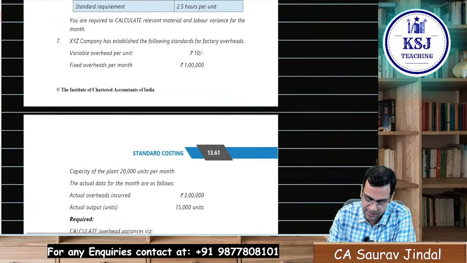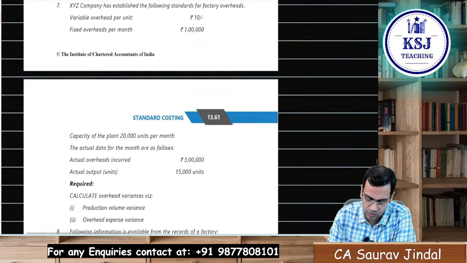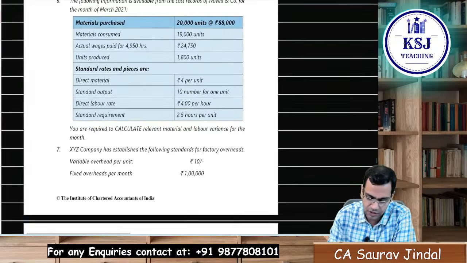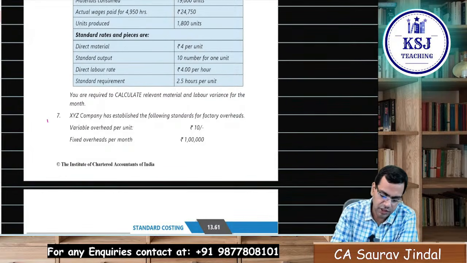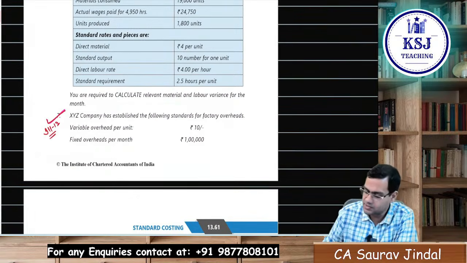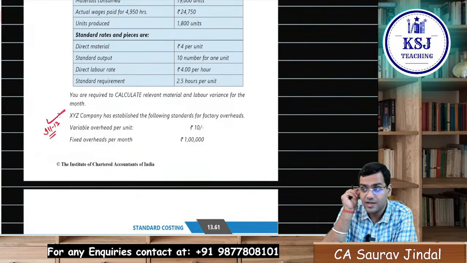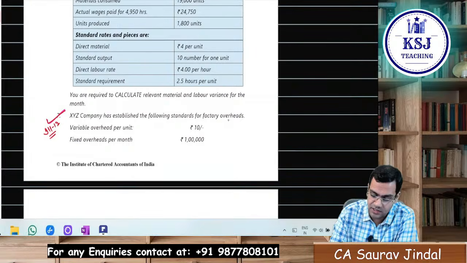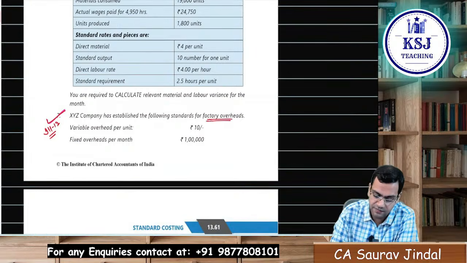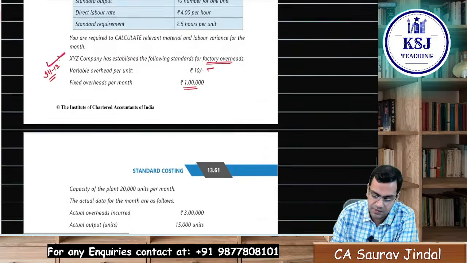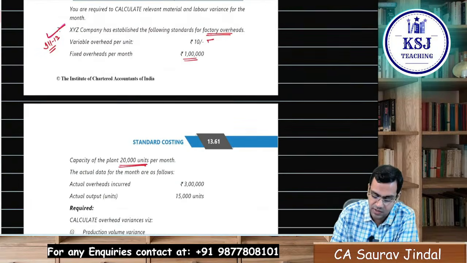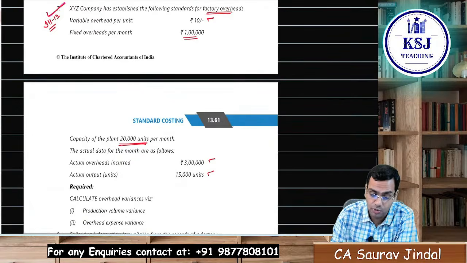Question number 7, I'll give you as homework. Come to question number 7. Question number 7 is similar to illustration number 12 that we have done. XYZ company has established the following standards for the factory overhead. Variable overhead per unit is 10. Fixed overheads are given as 1 lakh rupees per month. Capacity is 20,000 units. Actual overheads 3 lakh, actual output 15,000.